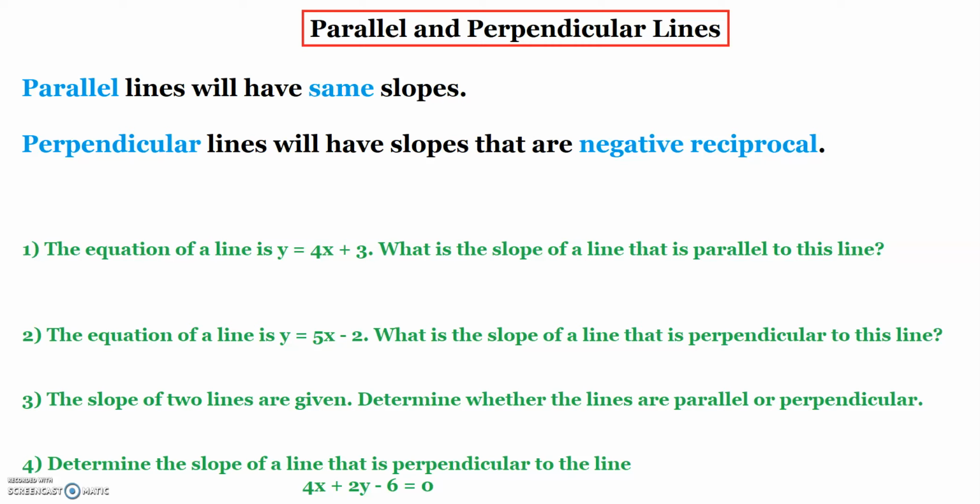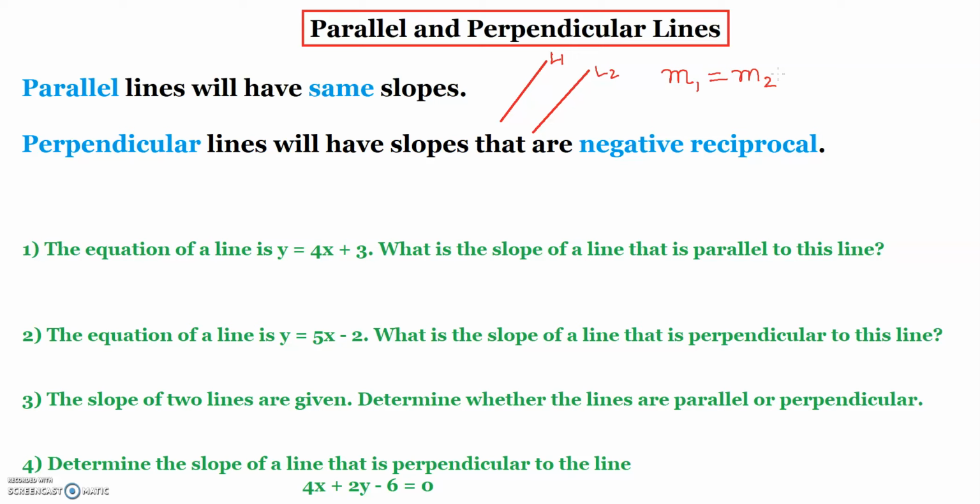Today's topic is parallel and perpendicular lines. Parallel lines will have the same slope. So let's see, we have two lines. They are parallel to each other, and we can label them as line 1, line 2. The slopes will be the same. So I can write that the slope of the first line is equal to the slope of the second one.